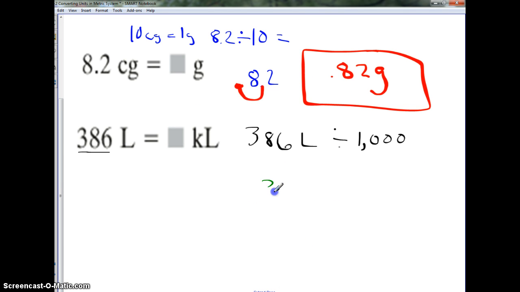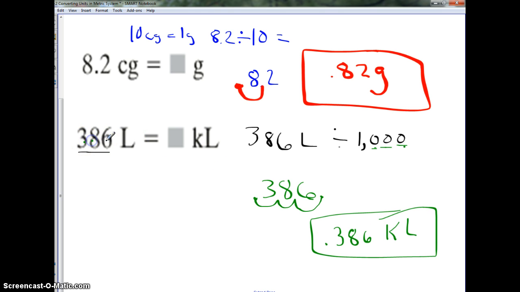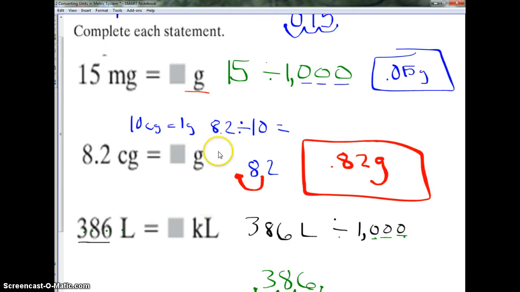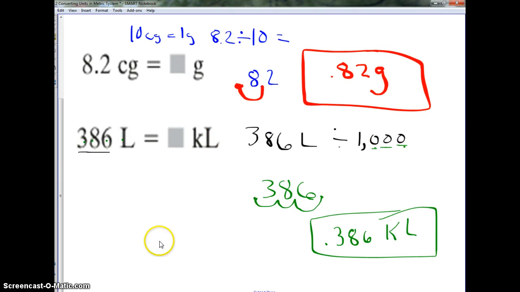Okay, and really, by dividing by 1,000, we don't really have to divide by 1,000. We just write 386. When we divide, there are 3 zeros, so we move the decimal to the left. Move it once, twice, 3 times, because there are 3 zeros in 1,000. And so our answer would be 0.386 kiloliters. To convert 386 liters, we would divide by 1,000 and get 0.386 kiloliters. Okay, so that's converting from smaller to larger units. We divide. So on this page, all we've been doing is dividing because we're going from smaller units to larger units. Okay, once again, pause if you need any extra time.